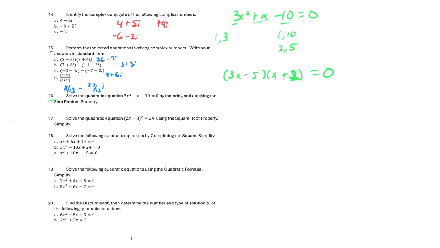So the zero product property then states we can say 3x minus 5 is equal to 0 and x plus 2 is equal to 0, and that solves to x is equal to 5/3 and x is equal to negative 2.